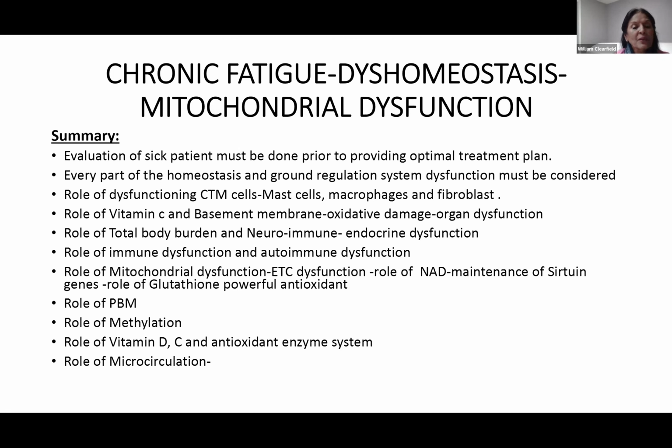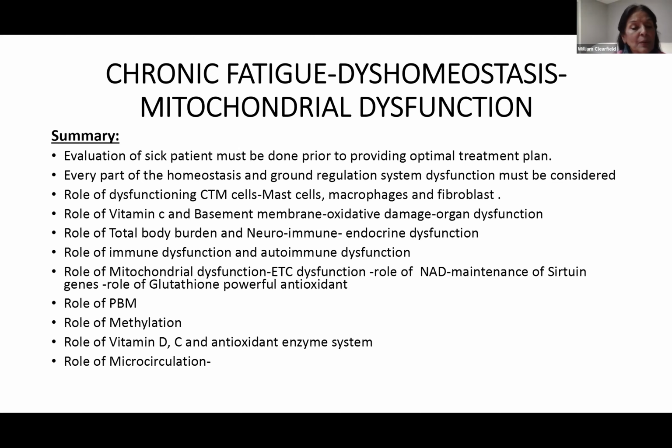And the role of the glutathione, remember, is a powerful antioxidant and antitoxin and good redox agent. The role of PBM should not be forgotten, because every patient should be given a chance of this photobiomodulation therapy, as it does have a great resolution of symptoms. Particularly, we have noticed that activation of mitochondria and musculoskeletal system occurs, but cognitive dysfunction is greatly improved.